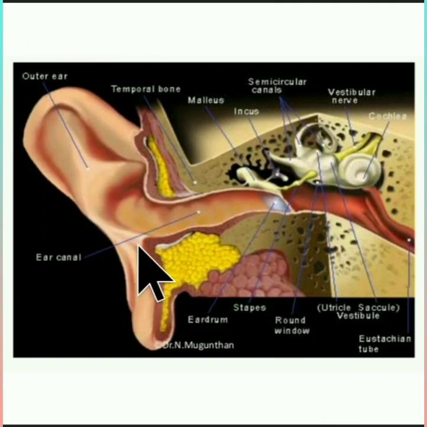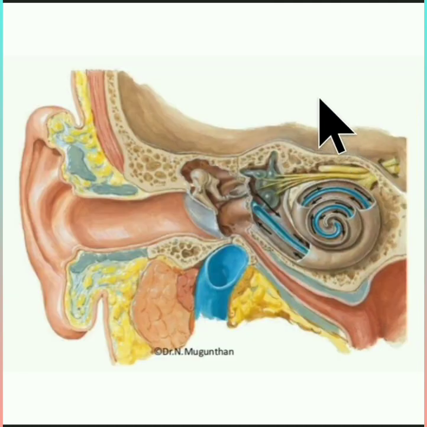Here comes the external ear, this is the part of external ear, and here comes the middle ear, and here forms the inner ear. In this diagrammatic view also you can see the external ear, middle ear and inner ear.